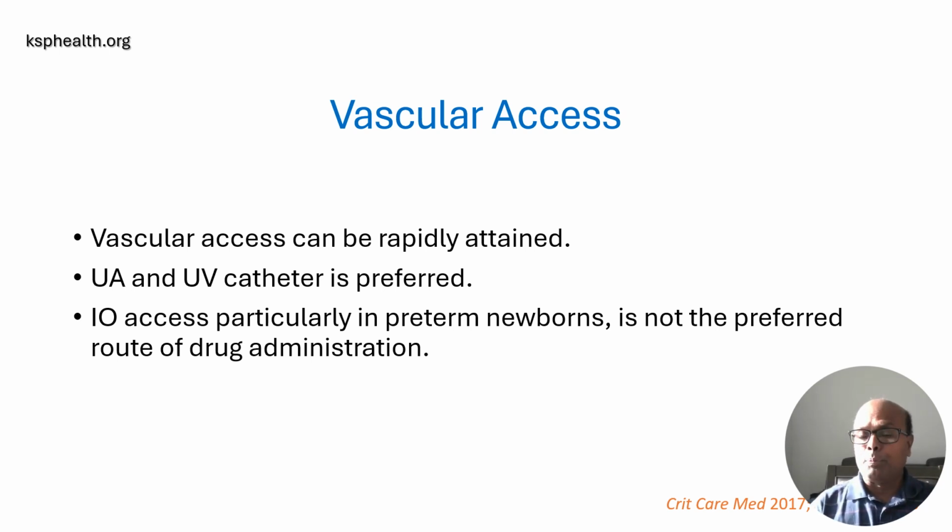Vascular access can be rapidly attained, and it's preferred to have UAC and UVC. IO access, particularly in preterm newborns, is not the preferred route of drug administration, which is a definite deviance from pediatric and adult septic shock. There, one can use IO right away.